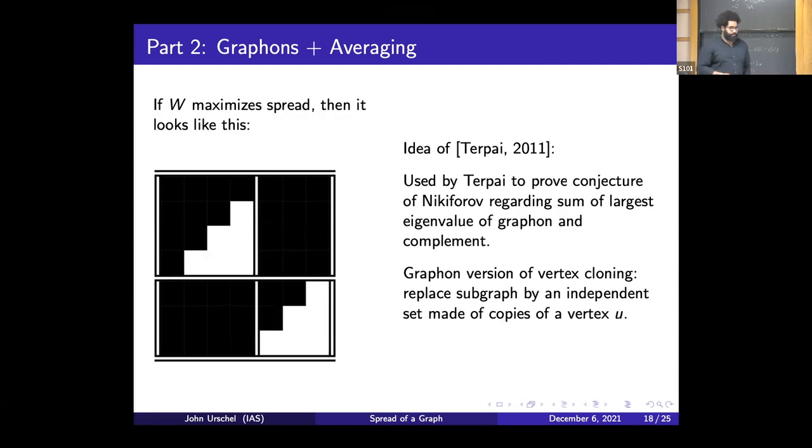Now, here's the key step. If you have a graphon that maximizes spread, it actually has a really nice block structure. Just to talk you through what this image looks like, imagine you have seven columns and seven rows. Black in a given box corresponds to entries equal to one, and white corresponds to entries equal to zero. And this is where the 7x7 eigenvalue problem I was alluding to before comes in, because we can prove that an optimal graphon has the 7x7 structure.